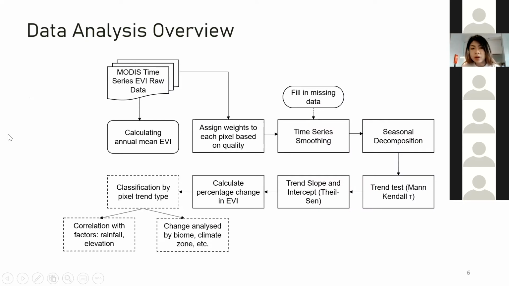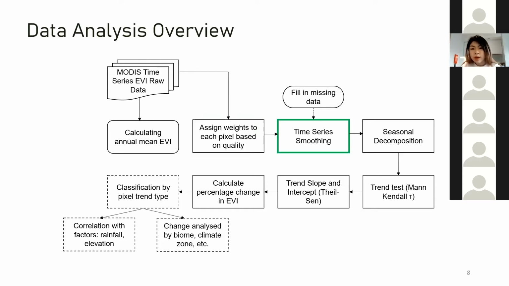So here is an overview of how we did the data analysis. So first, we assign weights to each pixel based on the quality.